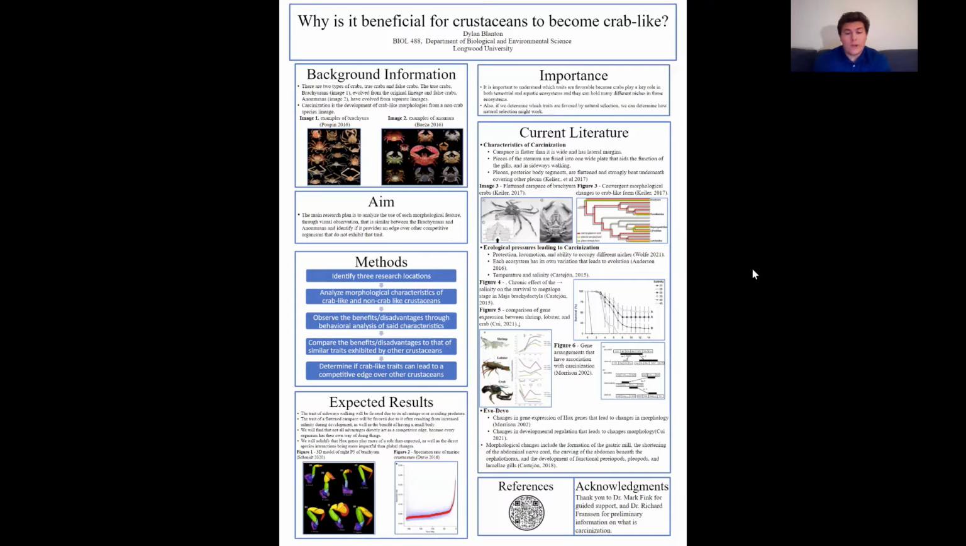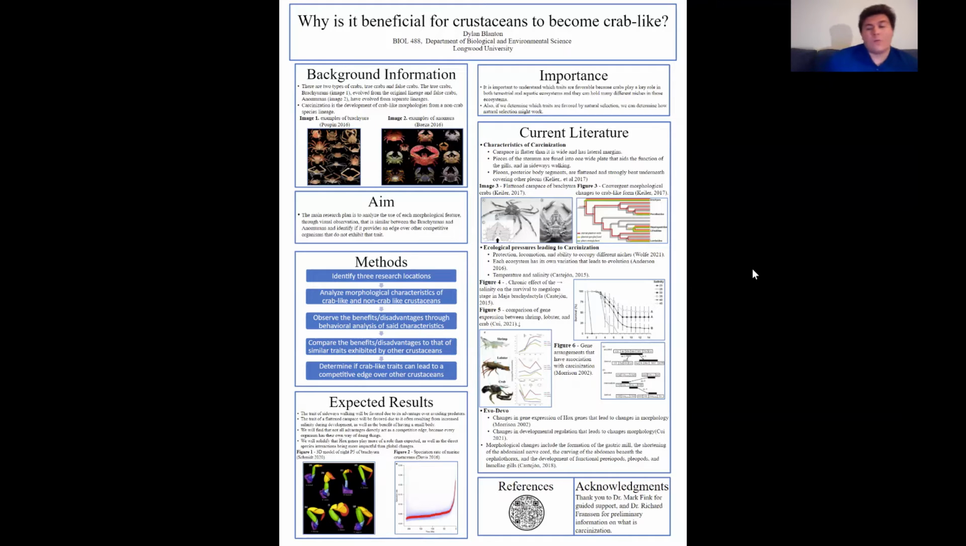So next, we're going to compare those, as I just said, to the other crustaceans, and then we're going to determine if those traits can lead to a competitive edge. So we're basically going to do that example that I just said. We're going to do that the whole way through, try to sort of form a list of different examples.